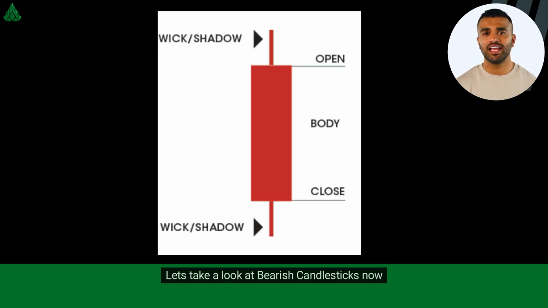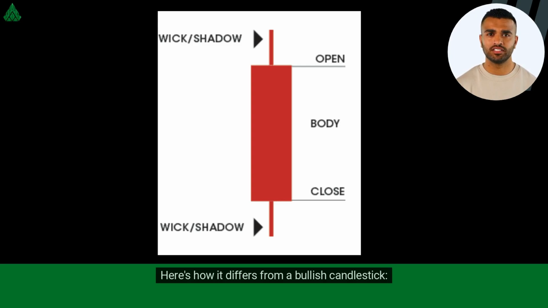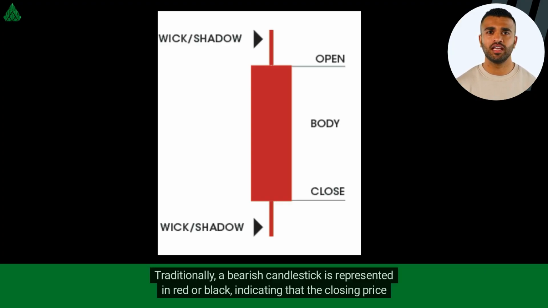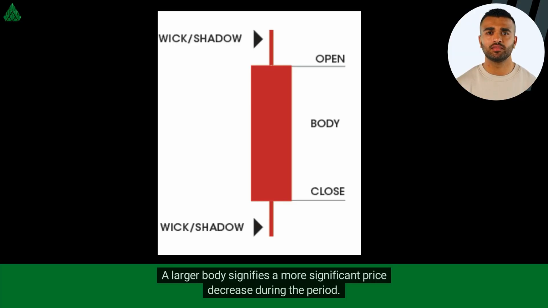Let's take a look at bearish candlesticks now. A bearish candlestick indicates that the price of the asset has fallen over the specified period. Here's how it differs from a bullish candlestick. The body of a bearish candlestick represents the price range between the open and close prices. Traditionally, a bearish candlestick is represented in red or black, indicating that the closing price is lower than the opening price. A larger body signifies a more significant price decrease during the period.